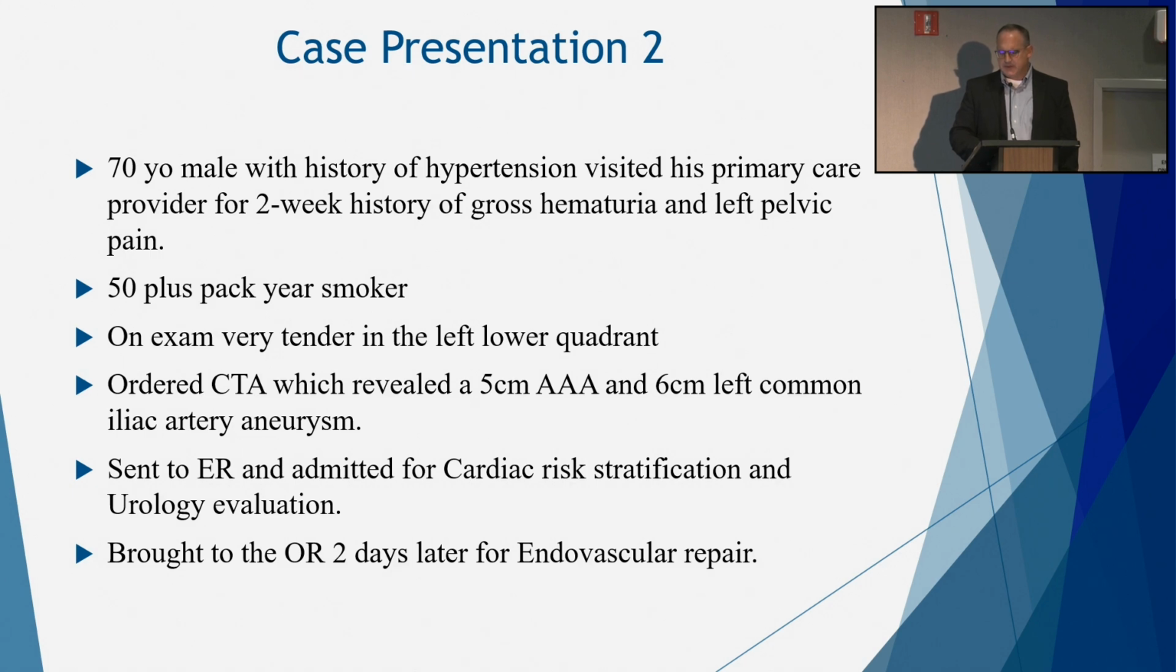He was a 50-plus pack year smoker. On exam, he was very tender in the left lower quadrant. His primary care, because of the hematuria, sent him for a CTA. Actually, I saw the patient before looking at the CTA, and I felt his belly, I felt the aneurysm, and I heard about the hematuria, and I said, oh my goodness, he's ruptured into his bladder. But fortunately, he didn't. He had a recurrent adenoma in the bladder, which was bleeding.